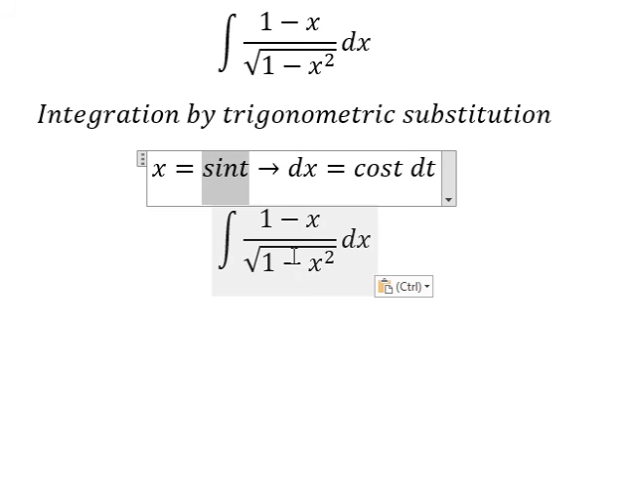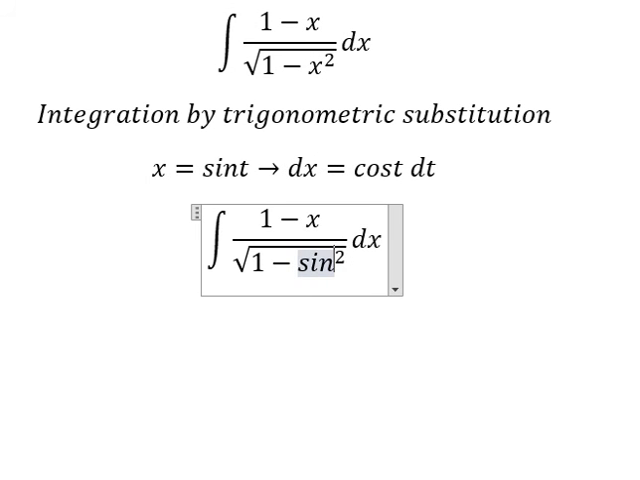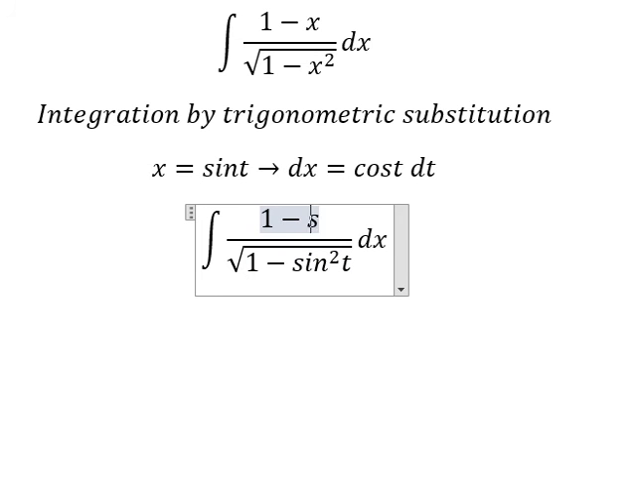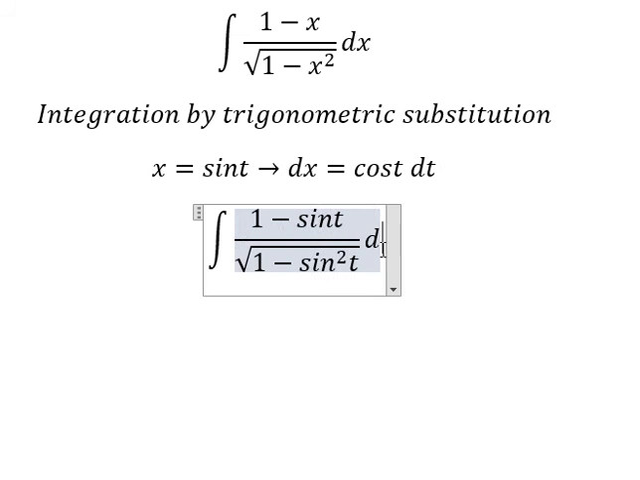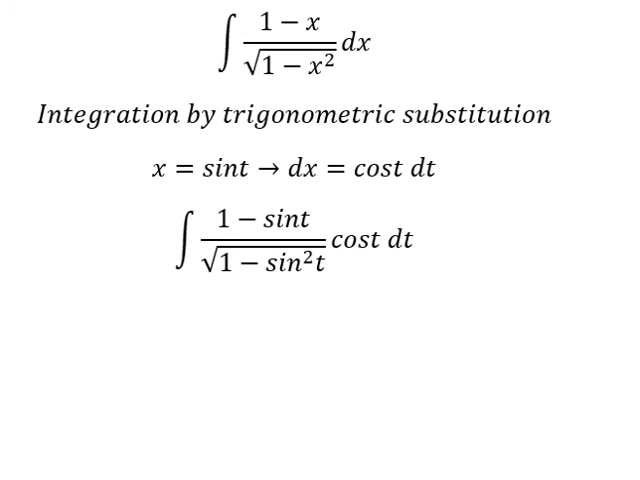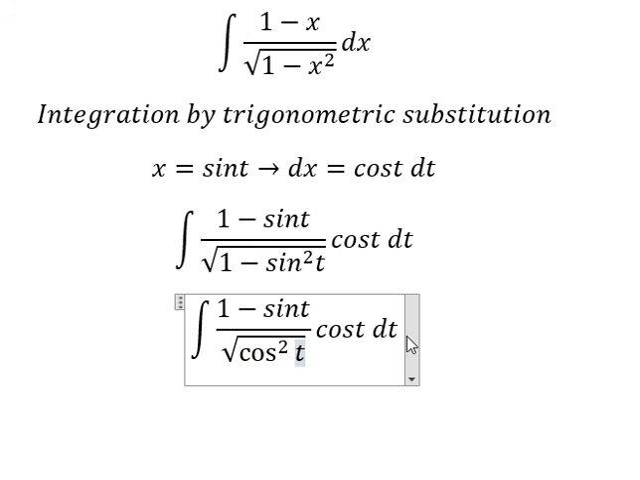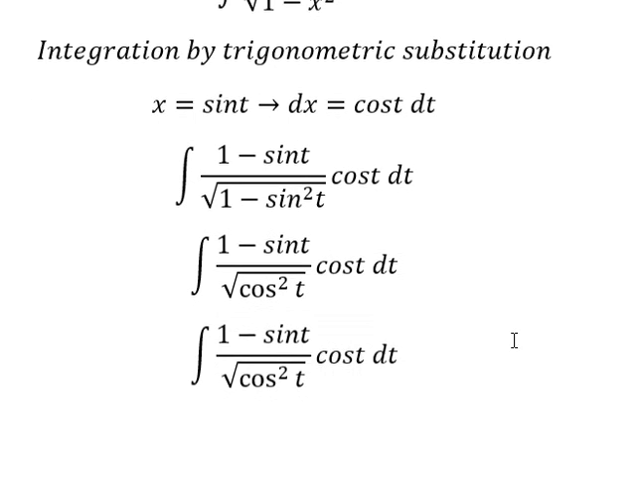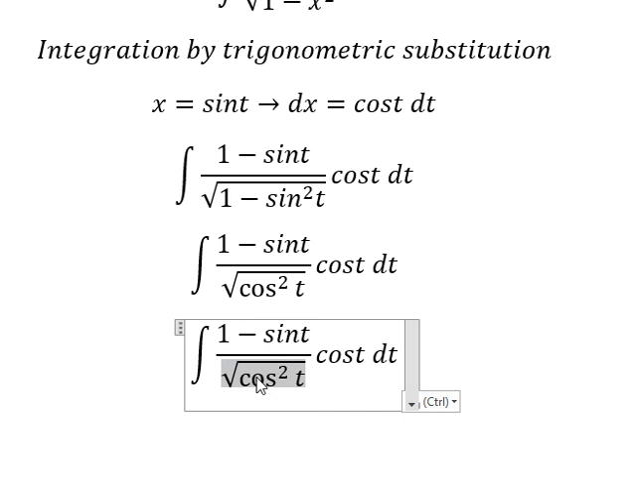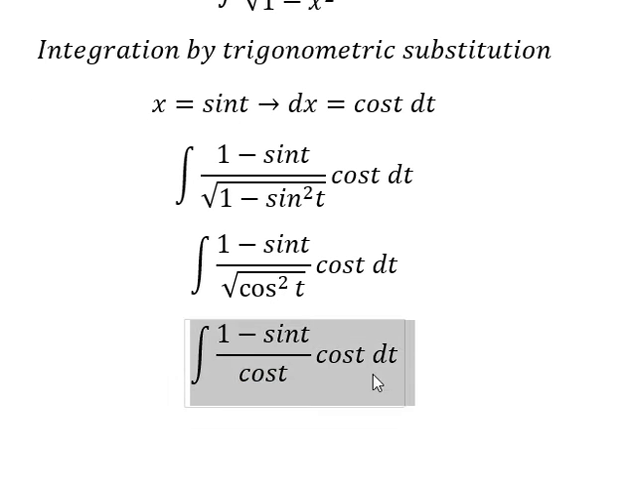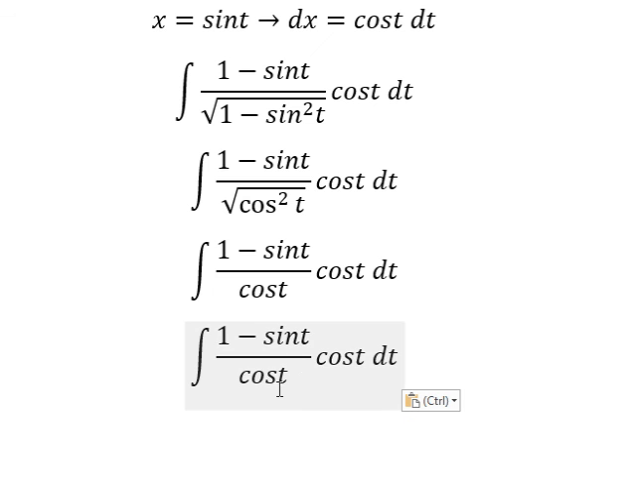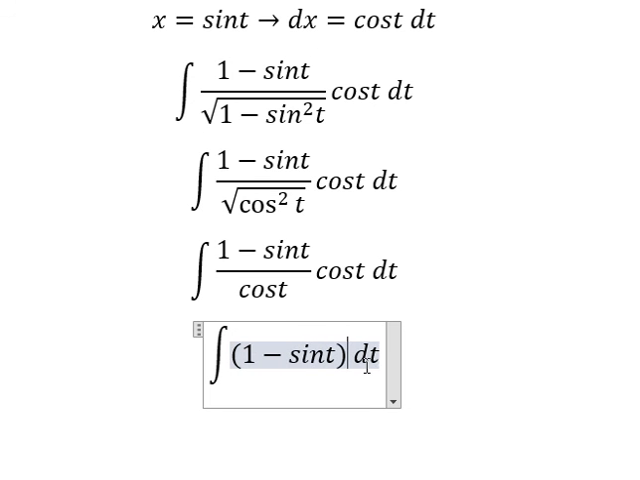So I will put this one going here, and this one going here. ds we change by this one. So 1 minus sine t square we change to cosine t square. The square root of cosine t square we get cosine t. Cosine t, we get 1 minus sine t.